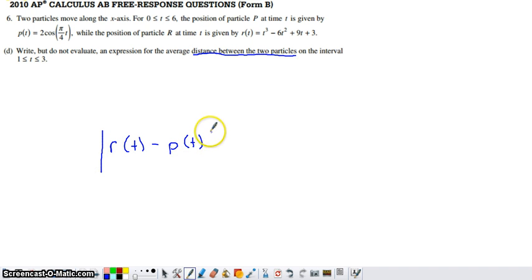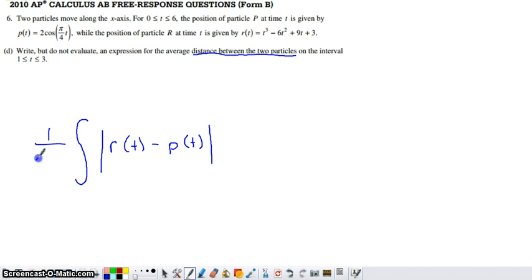Well, we can turn this into a distance between the two by slapping absolute values around them. Then if particle p is actually further to the right of particle r, when this quantity becomes negative, the absolute values turn it into a positive. So this expression would represent the distance between the two particles. Now, if we want the average distance between the two particles, and this function that we just defined here represents the distance between the two, we have this formula from chapter 4 of our book that lets us find the average value of a function.